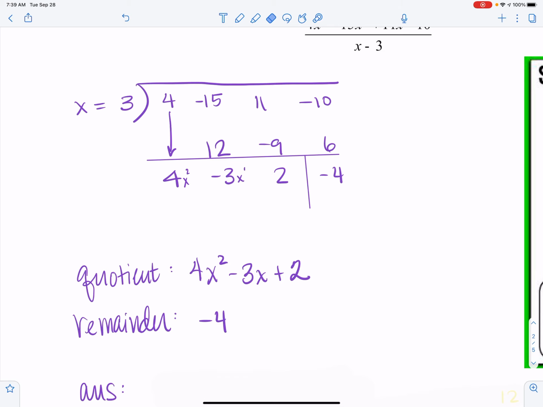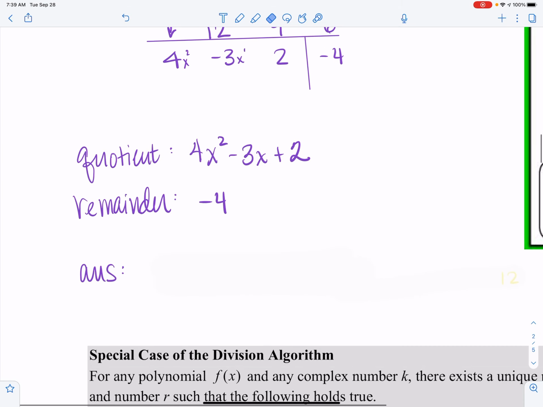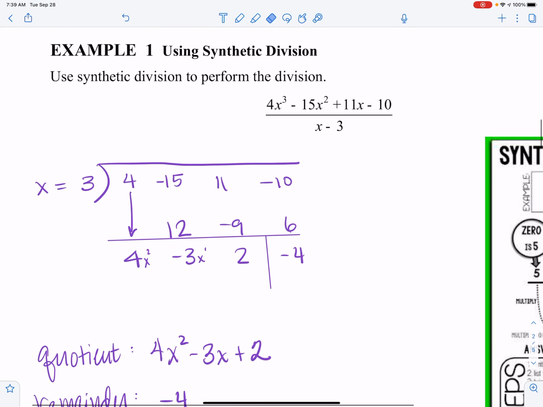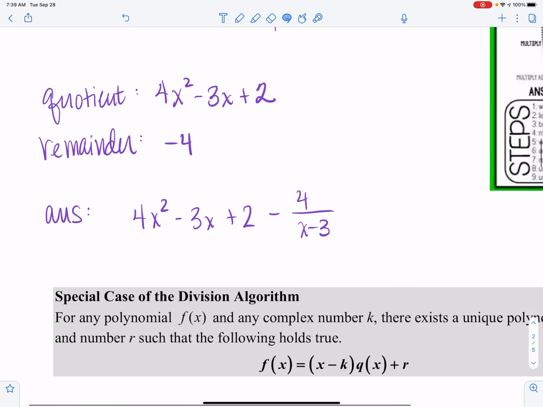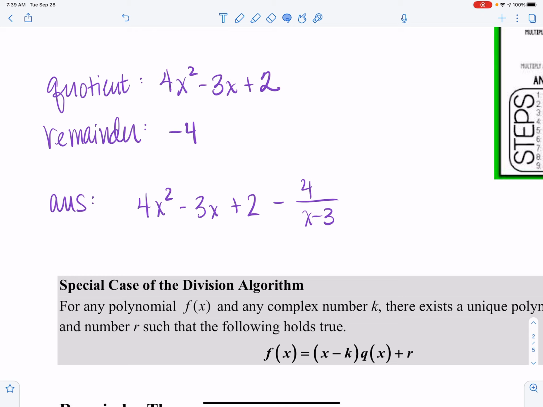The way that I'm going to write this as an answer is going to be the quotient, 4x squared minus 3x plus 2, plus my remainder over my divisor. And remember that my divisor came from this number right up here. All right, and it says plus, I said plus, but this is, remember, a plus negative 4. So that's why it says minus there.